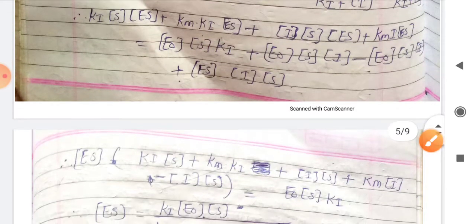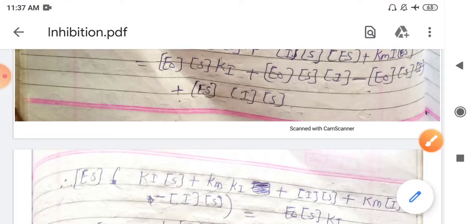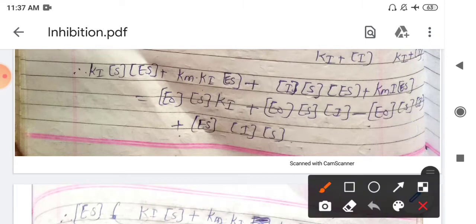So here we see that there are common terms, like E0 into S, and this term is common, because this is an equal sign, so one is on the right hand side and one is on the left hand side, that is ES into S into I, this is ES into I into S. The same term is there, so that term will get cancelled out.